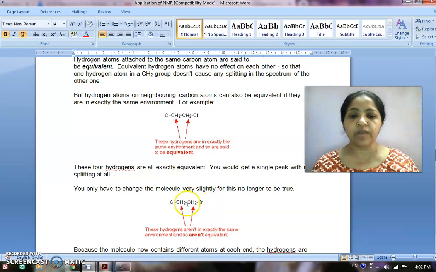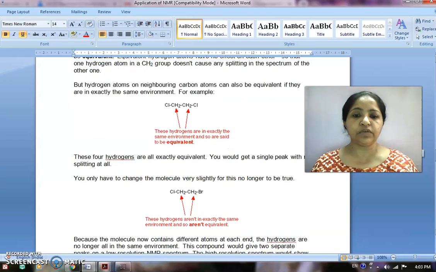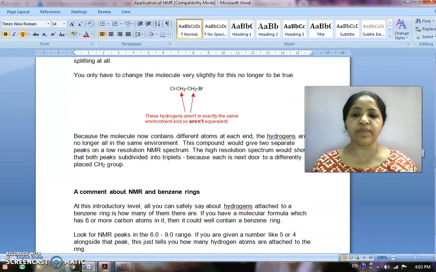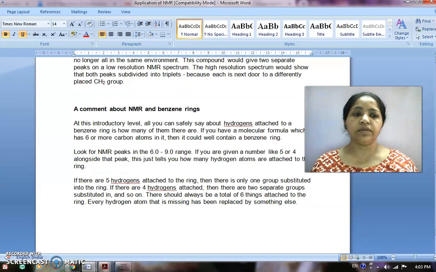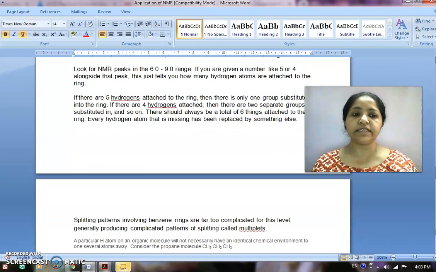It is bonded to carbon, to bromine, and to chlorine. Okay, so therefore these are not equivalent, and it will give you two triplets. And accordingly, now this benzene we have already discussed in the anisotropic effect.